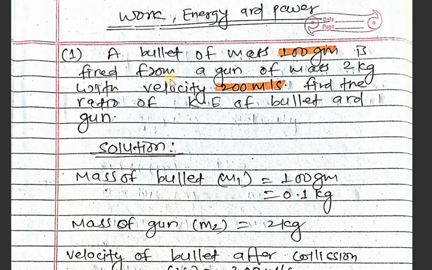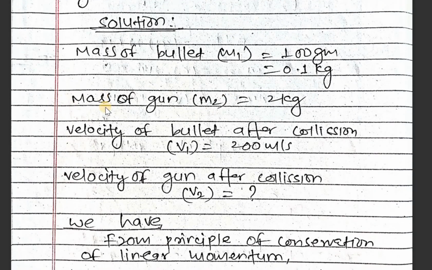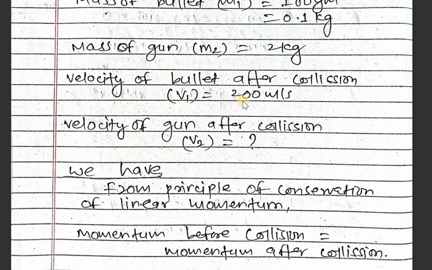And the first numerical problem is: a bullet of mass 100 gram is fired from a gun of mass 2 kg with velocity 200 meter per second. Find the ratio of kinetic energy of bullet and gun. First of all, write all the given data. The given data is mass of bullet m1 100 gram, that is 0.1 kg. Mass of gun m2 equal to 2 kg.